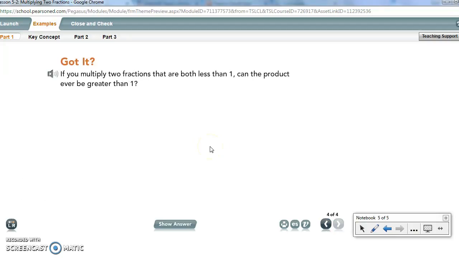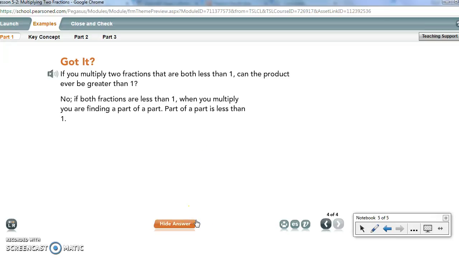If you multiply two fractions that are both less than 1, can the product ever be greater than 1? No, because if both are fractions and they're less than 1, when you multiply, you are finding a part of a part. Part of a part is less than 1, so the answer is no. Let's go on to key concept.